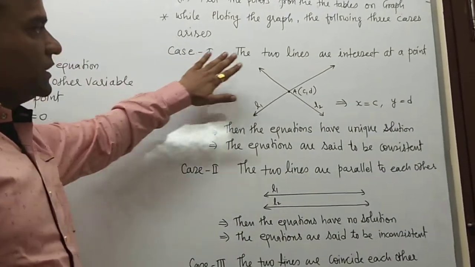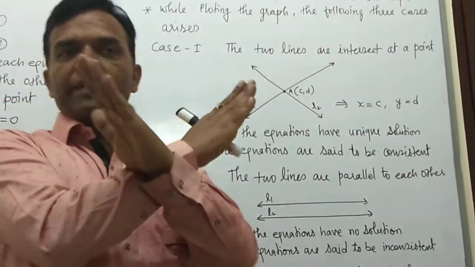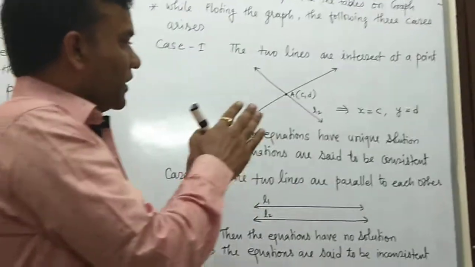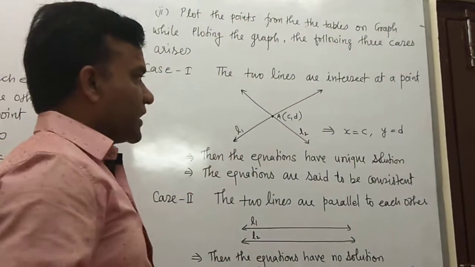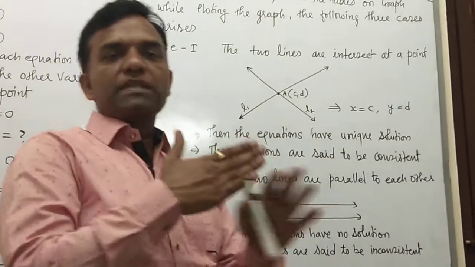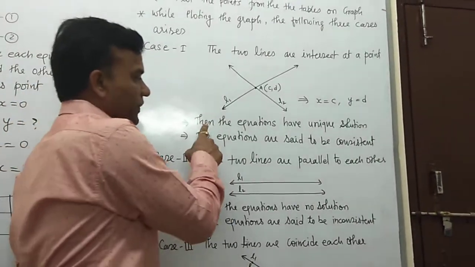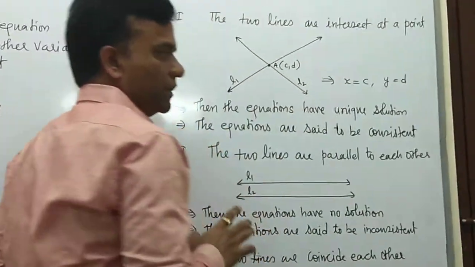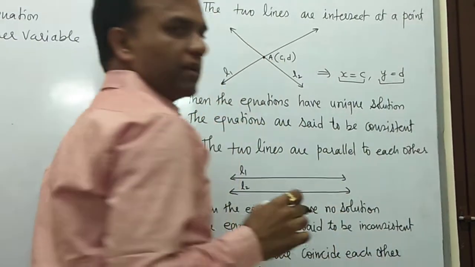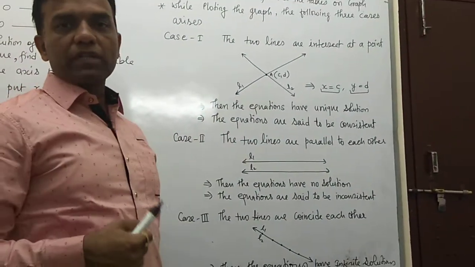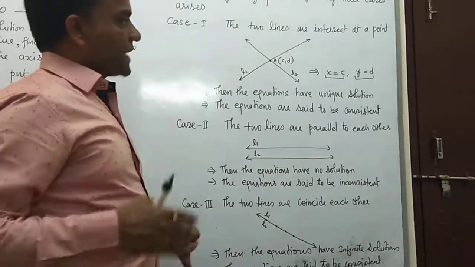In the first case, the 2 lines intersect at a point. It means both lines cut at a particular point. Therefore this type of solution is a unique solution for the 2 equations, because both equations cut at a particular point, meaning they have a single solution. Suppose here we consider x equal to c and y equal to d. This is only an example, not fixed values; we get the values of c and d after the 2 equations intersect.